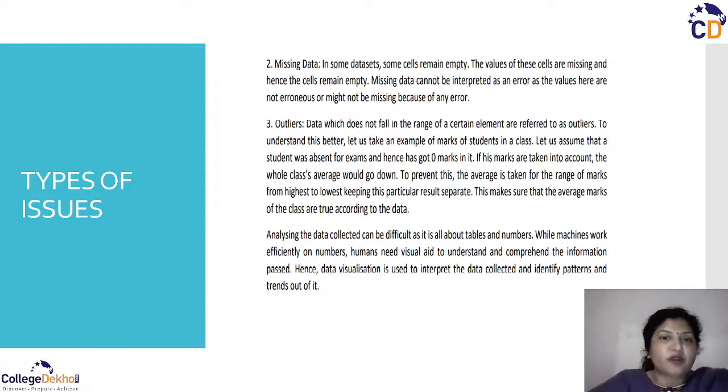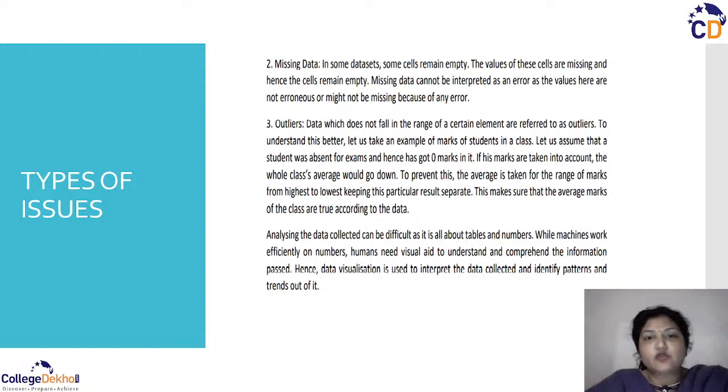Now, the most important part is outliers. Whenever you are studying data science, you must be aware of outliers. Now, what are outliers? Let us see from the definition. Then I'm going to give you a very good example so that you don't have to learn that part, and you may find it out from the graph itself, right? Data which does not fall in the range of certain elements is referred to as outliers. To understand this better, let us take an example.